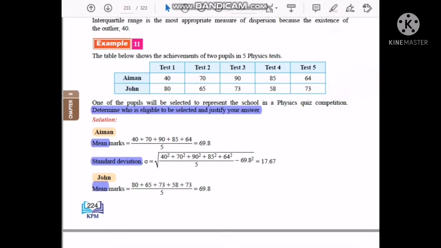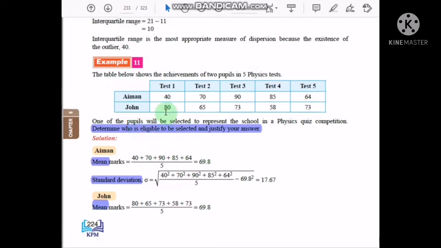Okay class, let's proceed with example 11. The table below shows the achievement of two pupils in 5 physics tests. One of them will be selected to represent the school in a physics quiz competition. The question asks you to determine who is eligible to be selected and justify your answer. Who is eligible means who is the most suitable one based on the data given here. So you need to justify your answer by calculation.